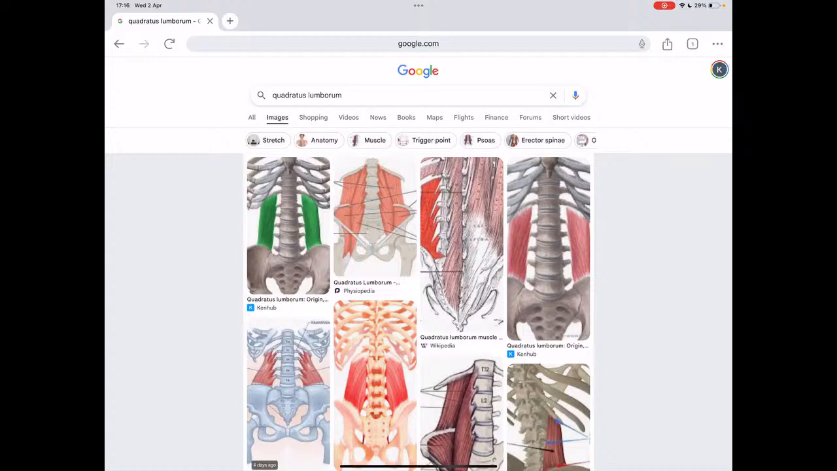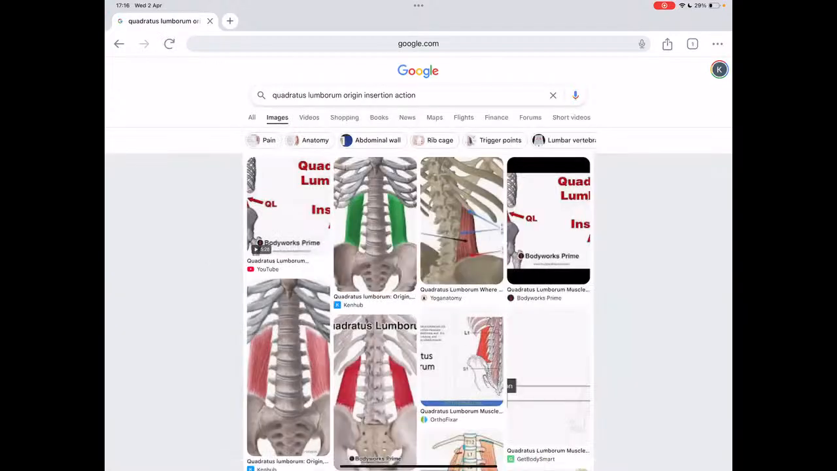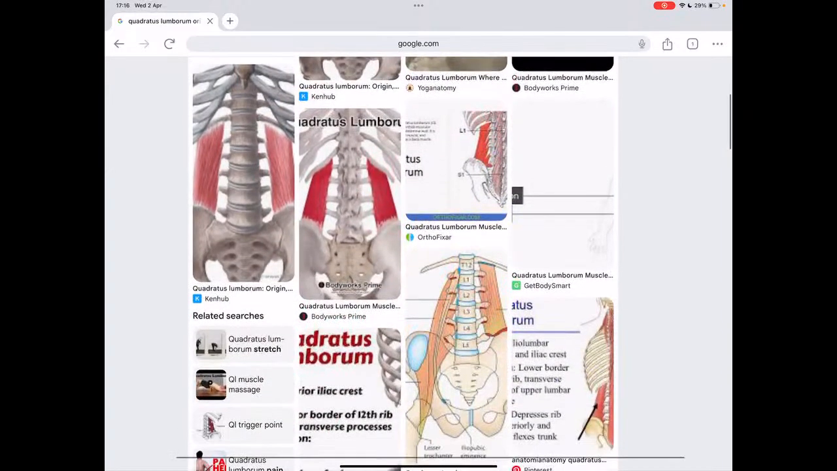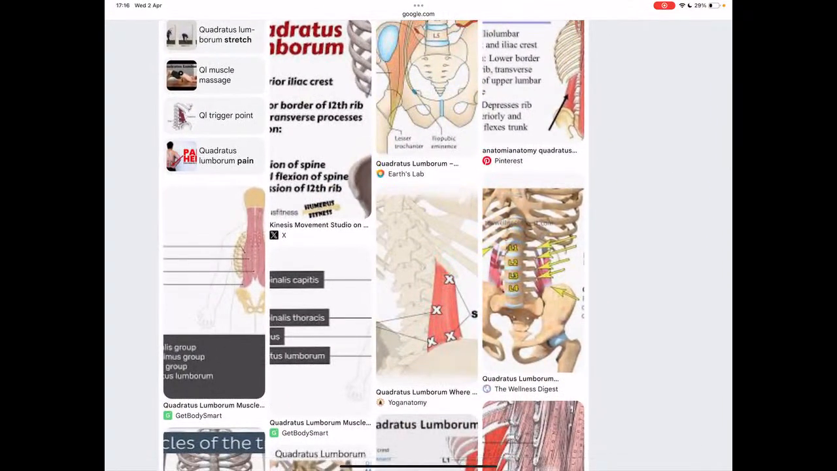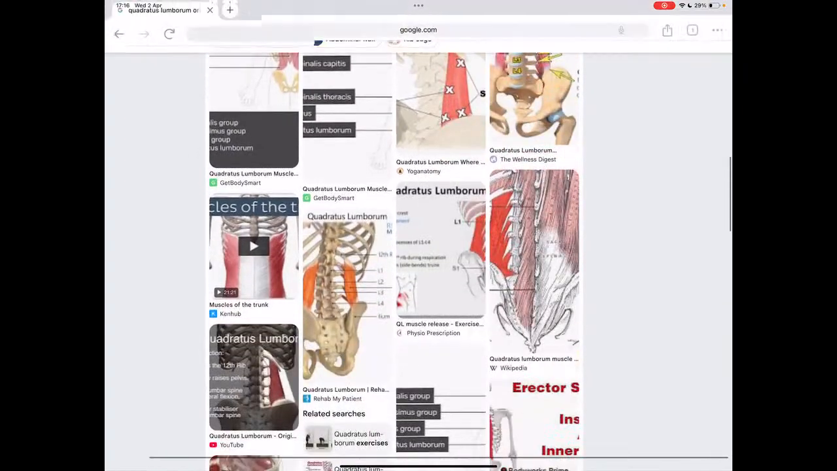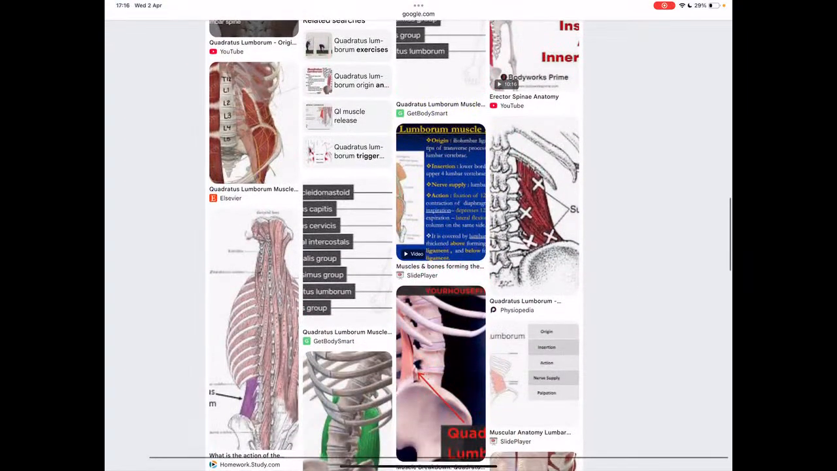So this is the quadratus lumborum. Okay, so tell me again about the origin and insertions. Sure, the iliacus originates from the iliac fossa, iliac crest, and the ala of the sacrum, and it inserts onto the lesser trochanter of the femur. The quadratus lumborum originates from the iliac crest and iliolumbar ligament, and it inserts on the transverse processes of the upper lumbar vertebrae and the lower border of the 12th rib.